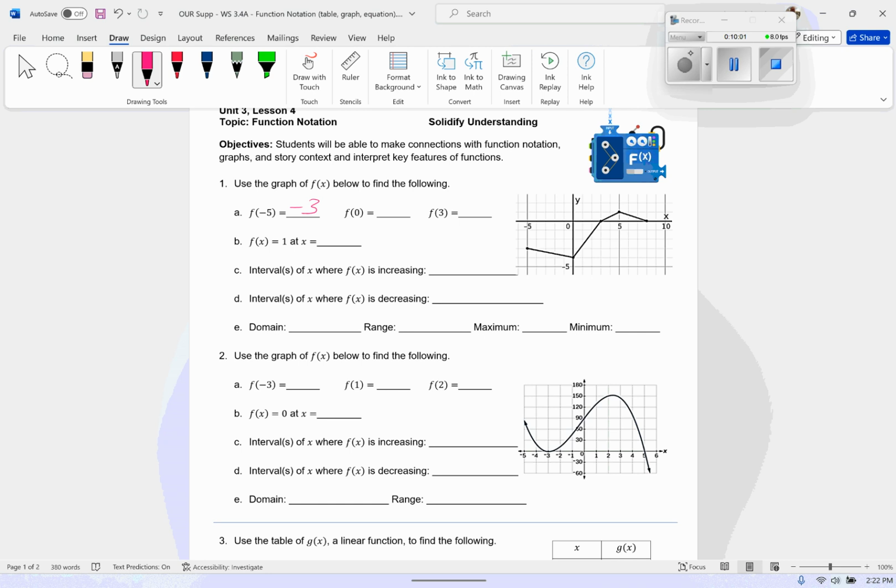Wait, so is it always X to Y? Yeah, in this case. And then f at 3, I find 3, I go 1, 2, 3, this is 3 right here, that's 0, right?